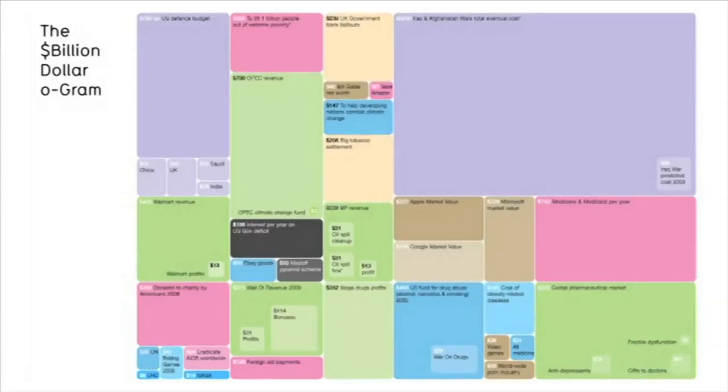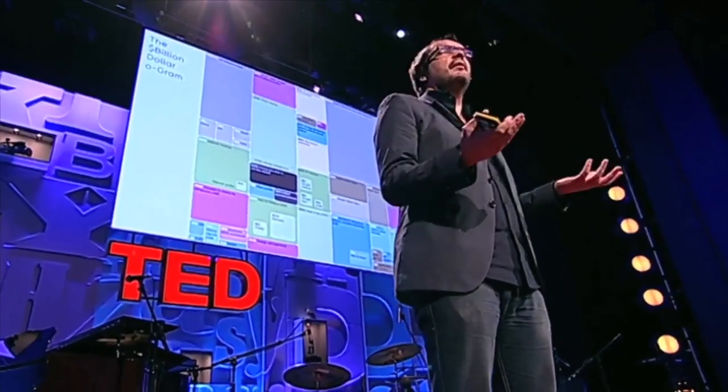This is the billion-dollar-ogram, and this image arose out of frustration I had with the reporting of billion-dollar amounts in the press. That is, they're meaningless without context. 500 billion for this pipeline, 20 billion for this war. It doesn't make any sense. So the only way to understand it is visually and relatively.